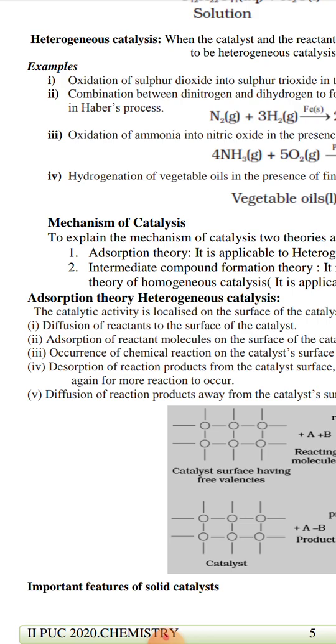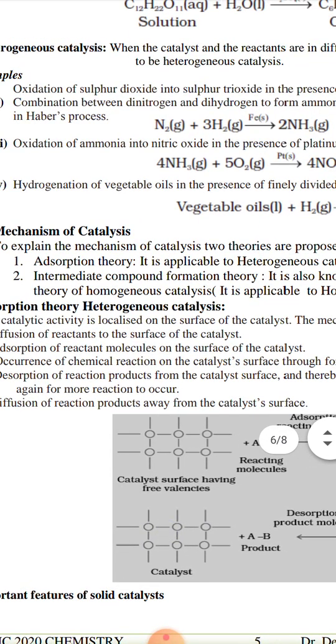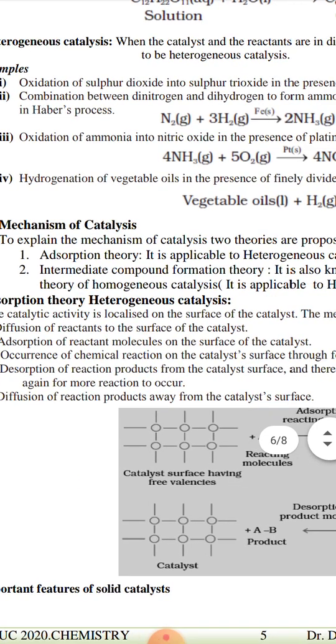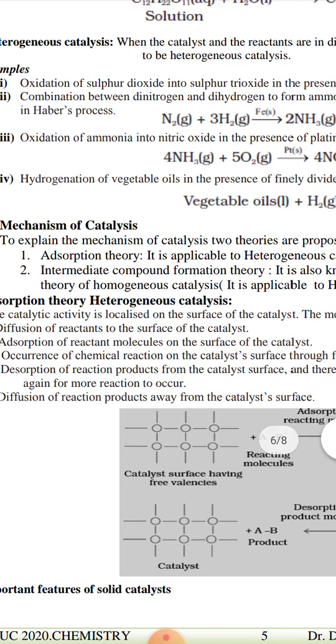This one you can understand with the diagram given below, where A plus B are reacting molecules, and the catalyst surface is also given there, and from that both A and B reactants are diffused here. Diffusion of reactant to the surface of the catalyst, adsorption of reactant molecule on the surface of the catalyst.